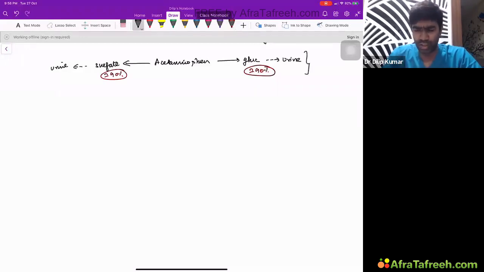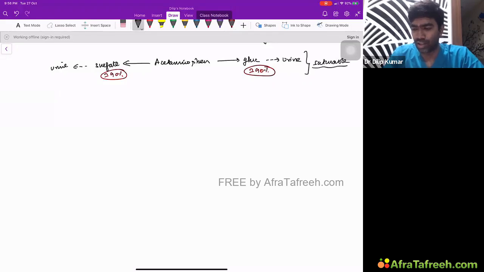But nevertheless, this route is something that can be saturated. It's a saturable route. It's not something that you can keep on eliminating through. If you take more and more paracetamol tablets, at one point, it will get saturated. So glucuronidation and sulfation, 90% of paracetamol is basically eliminated in this route only.